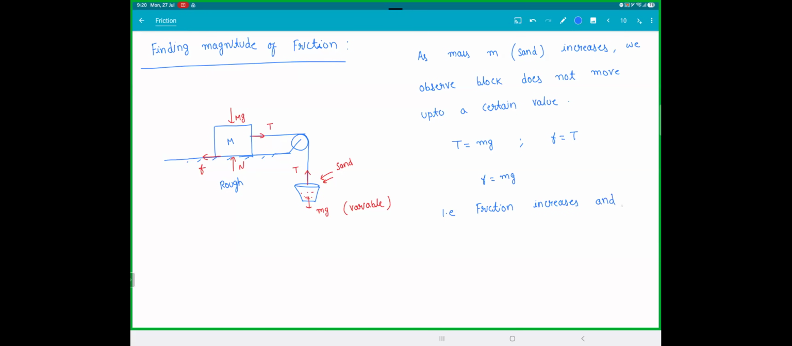And after a certain value, if you keep on exceeding it, then it suddenly drops. After a certain value, the block suddenly accelerates. The block doesn't just move; it accelerates. Something happened to the friction.